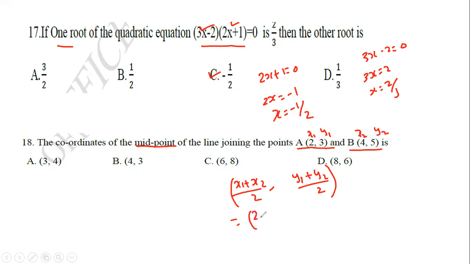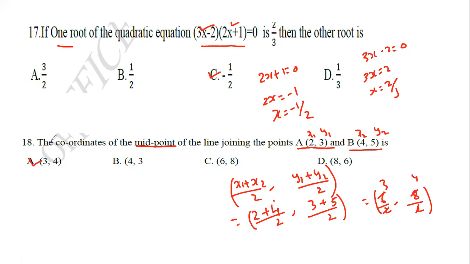This is x2 and this one is y2. Substitute the values. x1 is 2 plus x2 is 4 divided by 2, comma, y1 is 3 plus y2 is 5 divided by 2. Which is equal to 6 divided by 2, 8 divided by 2. Cancel this, you will get 3, 4 as the answer. So which option is right? Option A is correct.